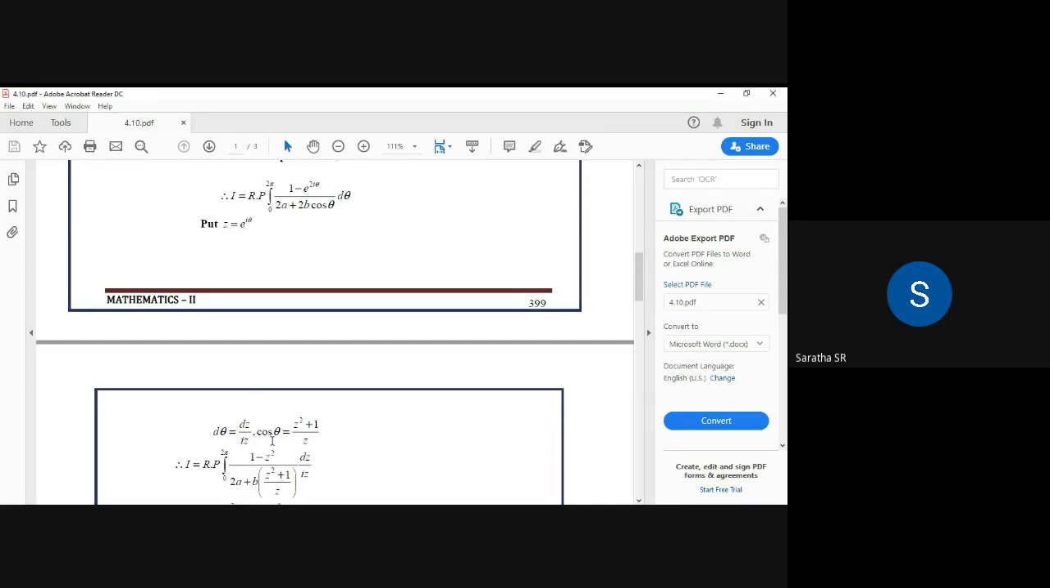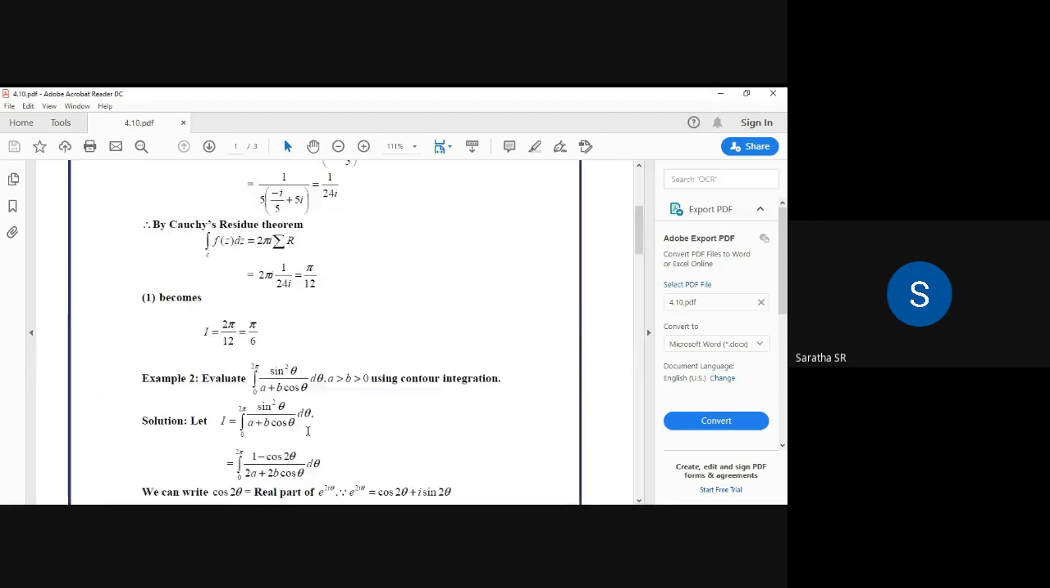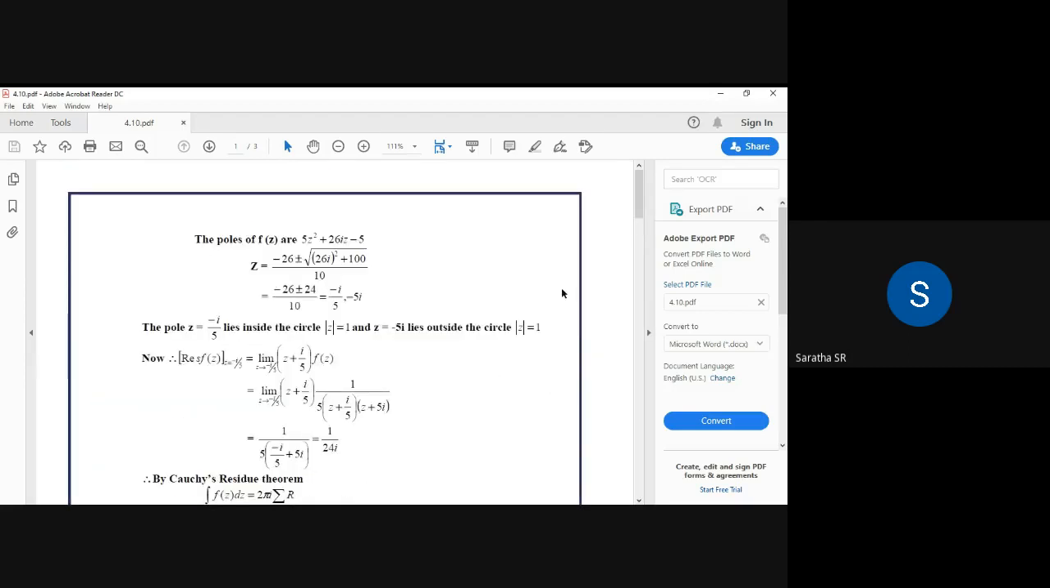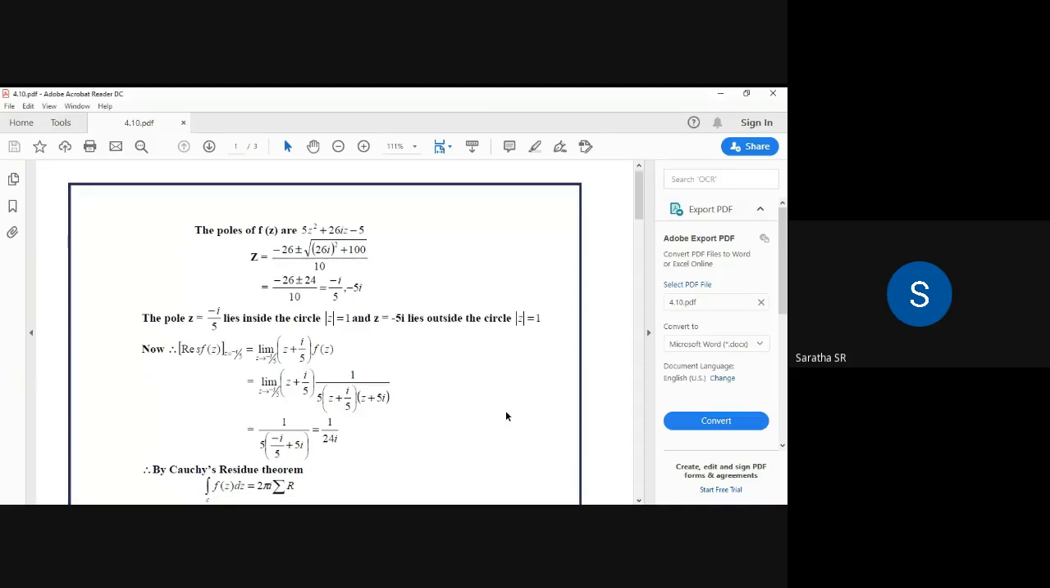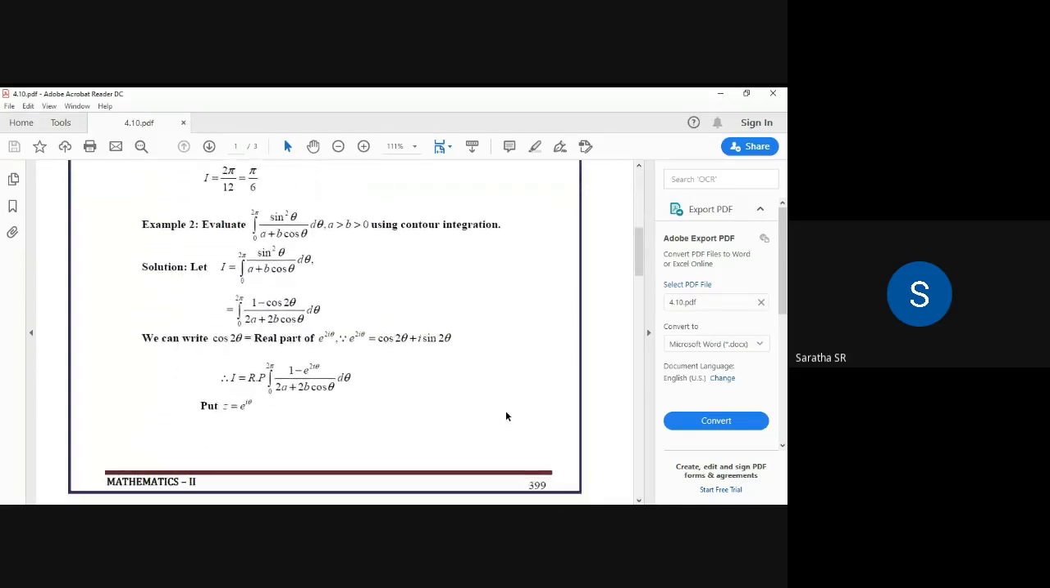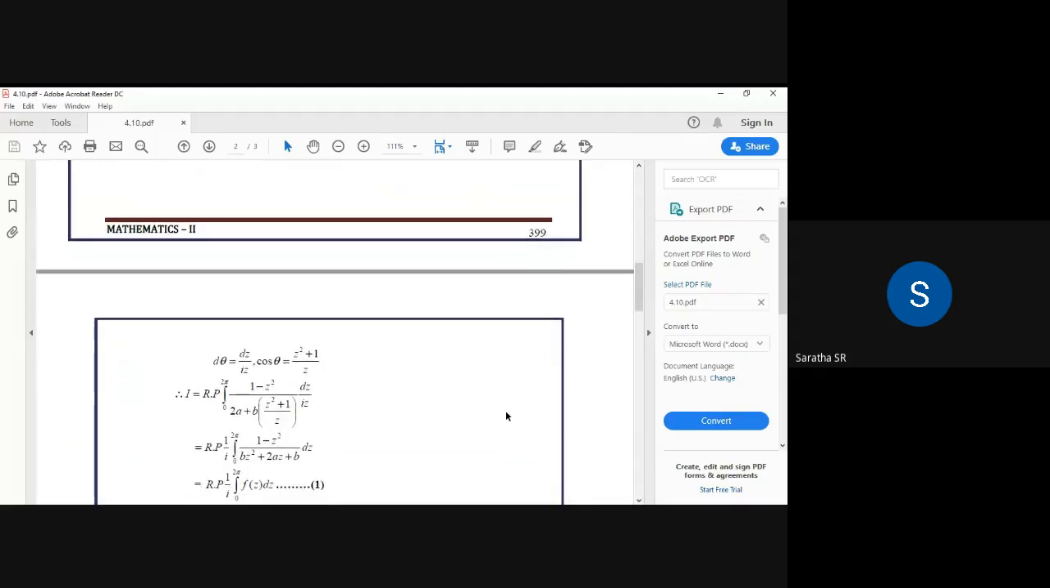Then the assumption for cos theta: we already explained that in the previous slide itself. Please refer to that slide. I already explained this. Cos theta can be written as e power i theta plus e power minus i theta divided by 2, that is, z plus 1 by z divided by 2. Then you take the LCM, and we get z square plus 1 divided by 2z.